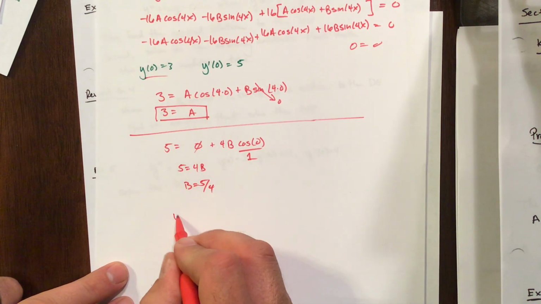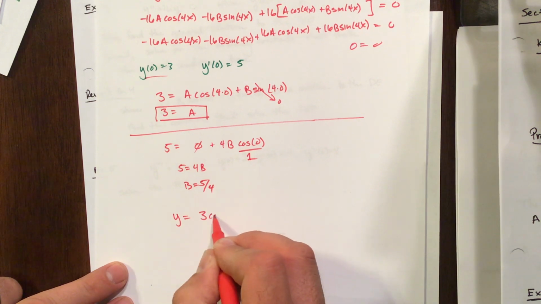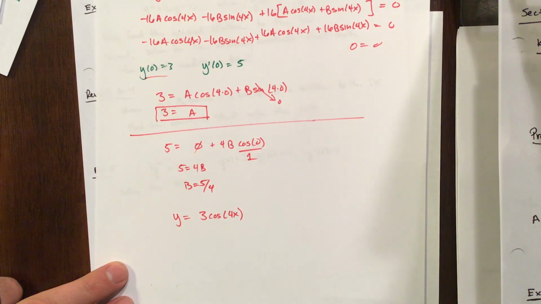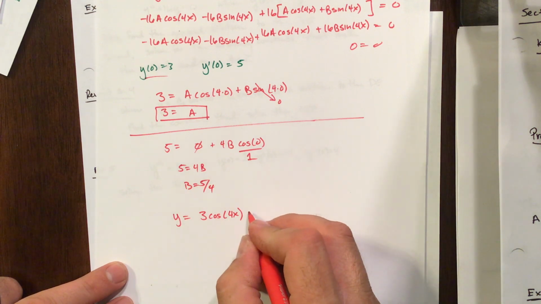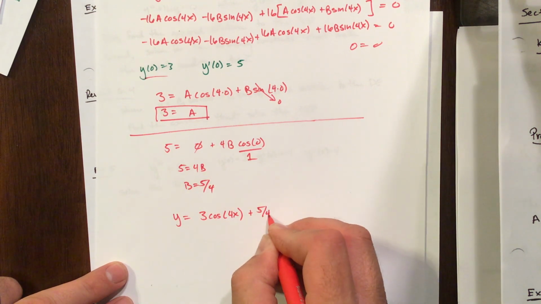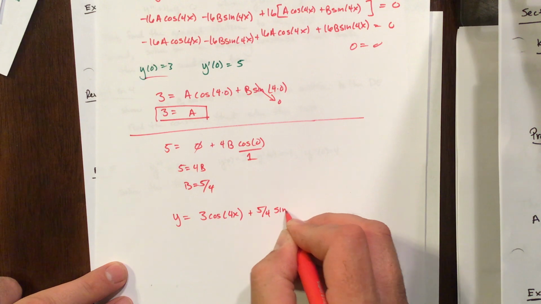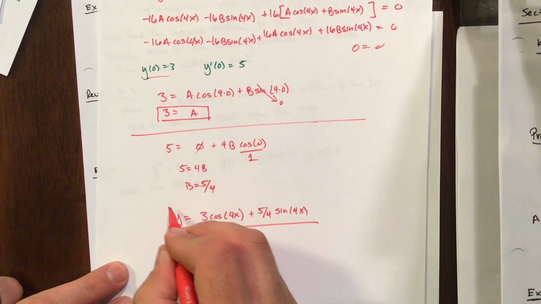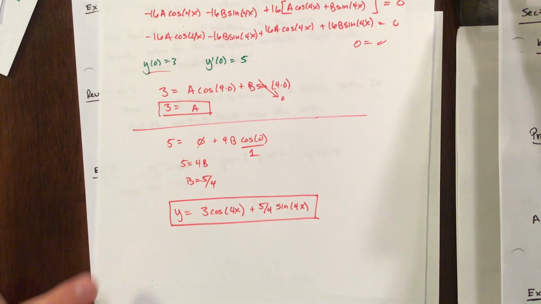Okay, so y is equal to 3 times the cosine of 4x, because 3 was a, and b is 5/4, so it's plus 5/4 times the sine of 4x. There you go.